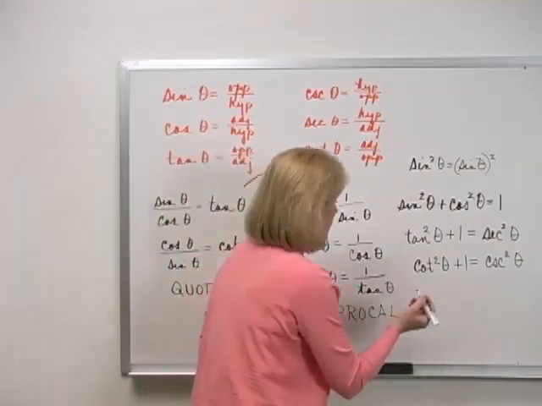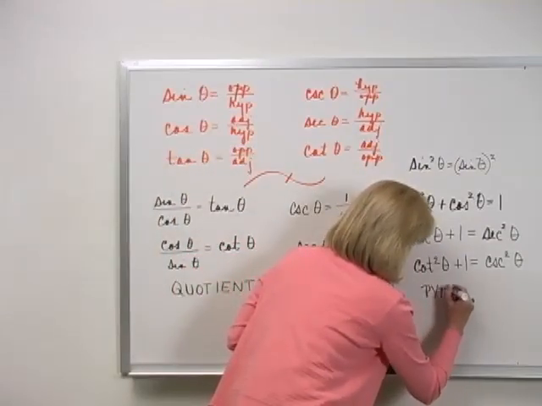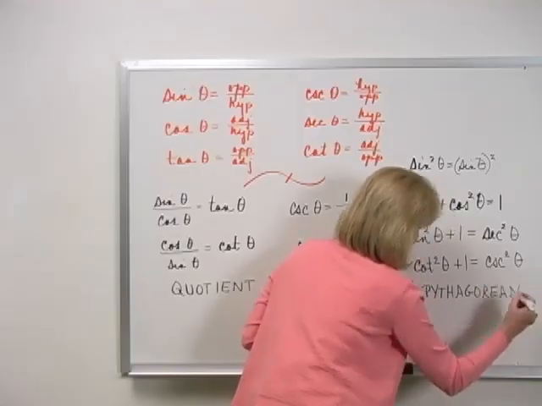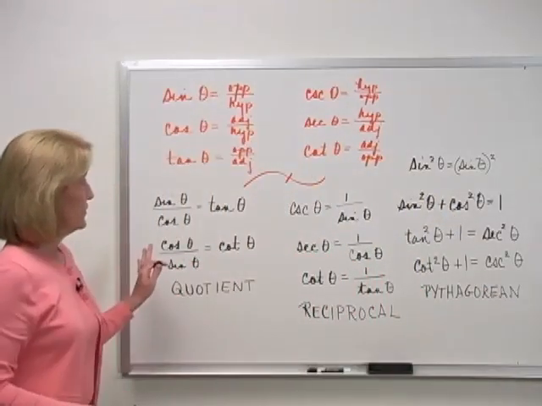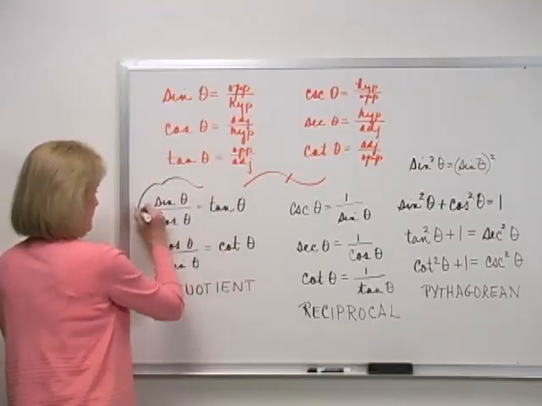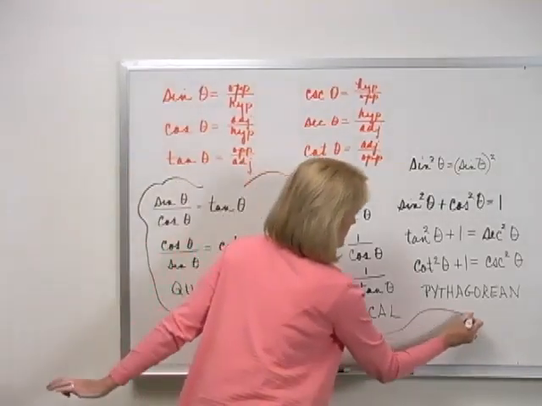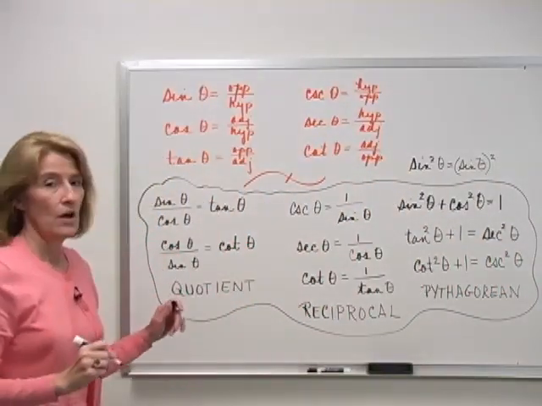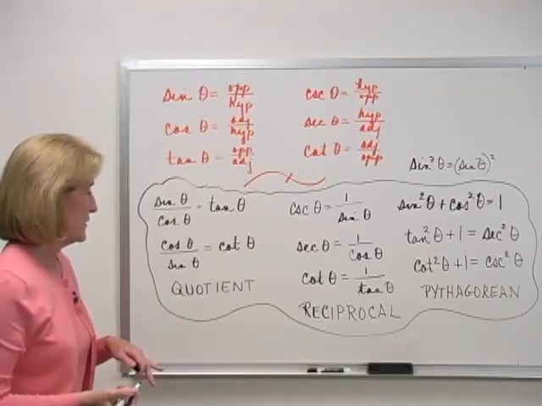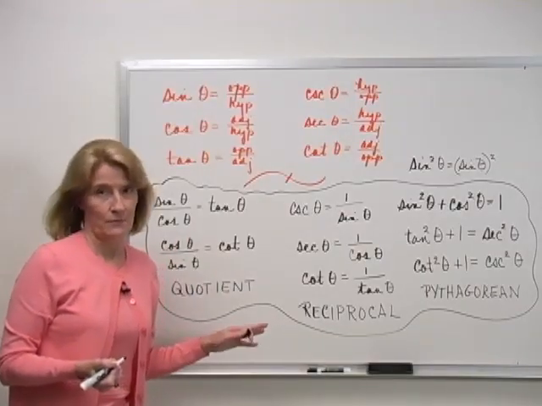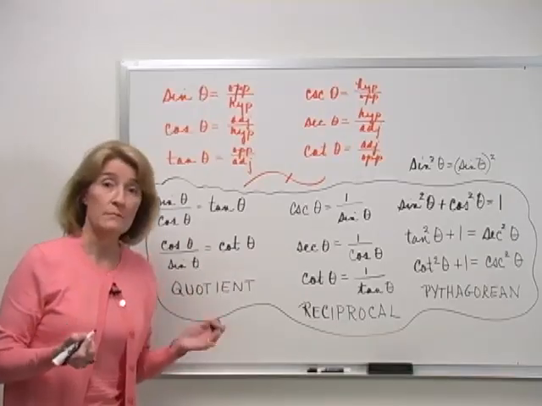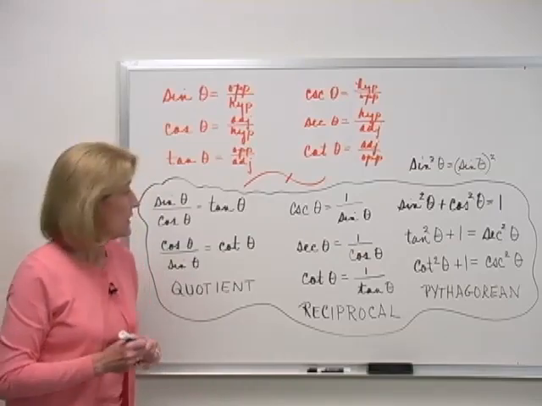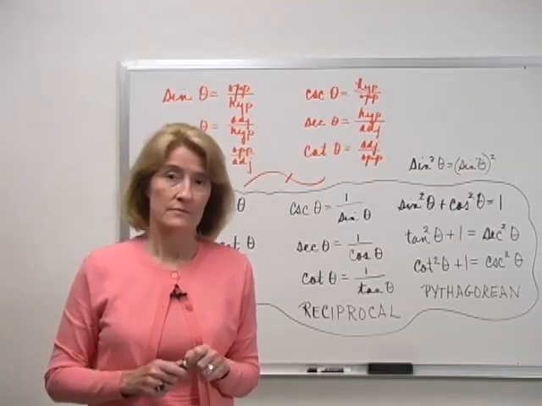And these are called the Pythagorean identities. This whole group together, these are called the fundamental identities. You need to practice these. You need to be very familiar with them. You need to be able to write them down. You need to be able to recall them with barely any effort whatsoever. Now, let's take a look at how this can be used.